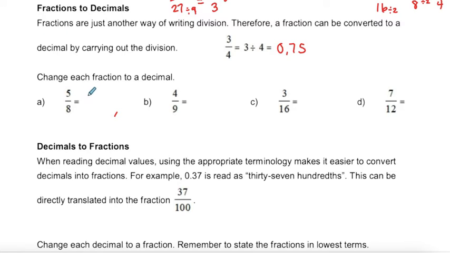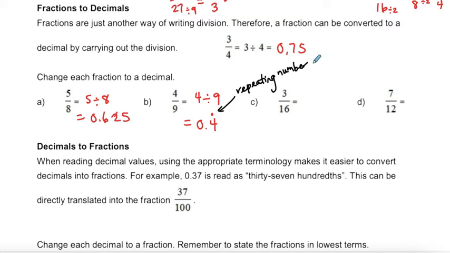So this 5 over 8 is the same as 5 divided by 8. And 5 divided by 8 is 0.625. 4 over 9 is the same as 4 divided by 9. And 4 divided by 9 is 0.4 repeating. So I'm going to place a little dot above that 4 to show that this repeats forever and ever and ever. So this shows that this is a repeating number or a repeating decimal.